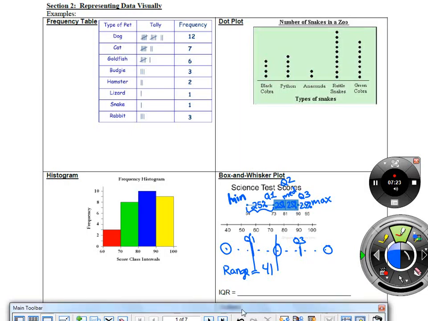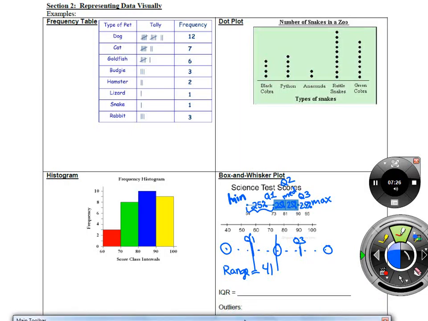Does anybody know what the IQR is? Anybody remember the letters? So the IQR is the interquartile range. So it's still a range, so you're subtracting stuff. But this time you're not subtracting maximum and minimum. Do you know what you're subtracting? It's a range of a certain part of your quartiles here.